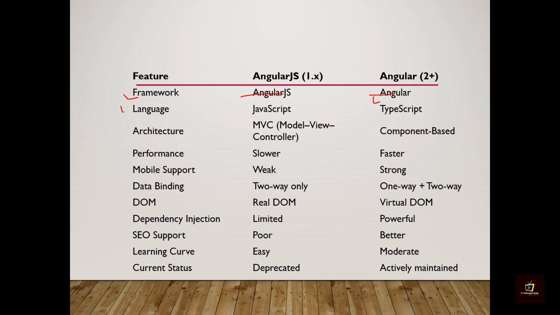So the second point is the language. AngularJS uses the JavaScript language and Angular uses the TypeScript language. AngularJS is plain JavaScript with no strict type checking, so errors appear at runtime and it is hard to manage a large application. So it is not applicable for large applications. We can use it for small applications, because when it was launched, it was used for small applications, not big ones.